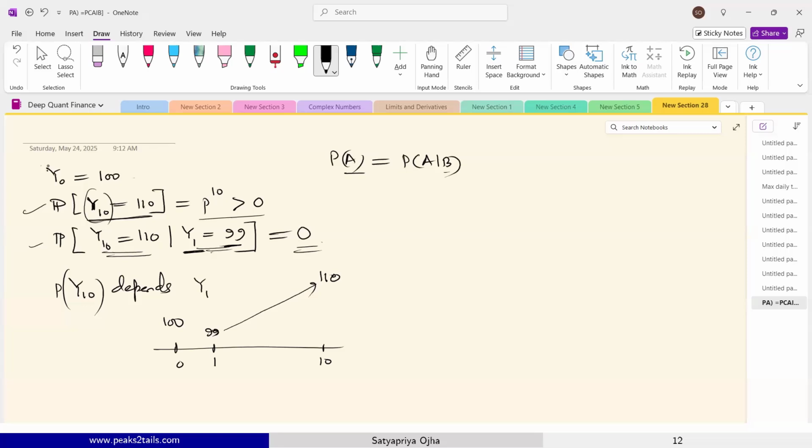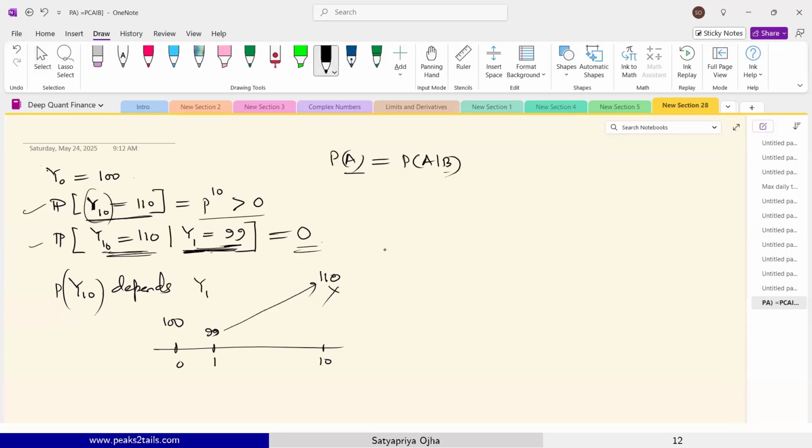Not possible. In the next 9 days, the maximum you can have is plus 9: 1, 1, 1, 1, 1, 1, right? So you can never get this. Given that Y1 is 99, I can never have Y10 equal to 110. So the probability of this is 0. Make sense? Shrishti, is it clear? Okay, awesome.